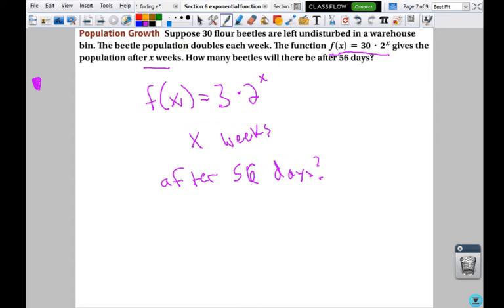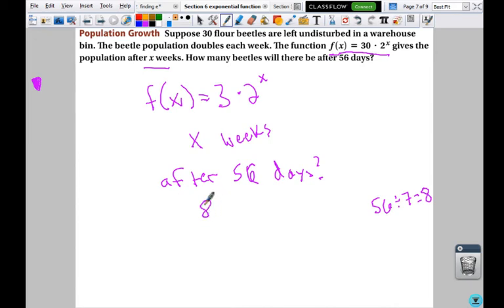What does x represent in this formula? The number of weeks. Is 56 days a week? No. How many weeks are in 56 days? How many days are in a week? 7. So 56 divided by 7 equals 8. So there are 8 weeks. So you gotta watch out, it's a little sneaky.